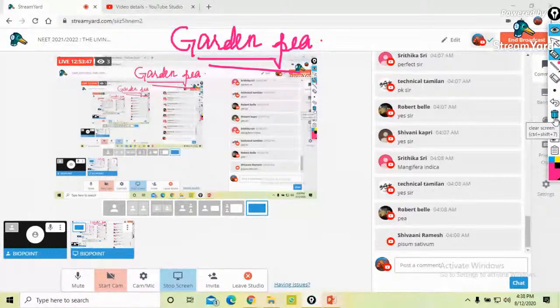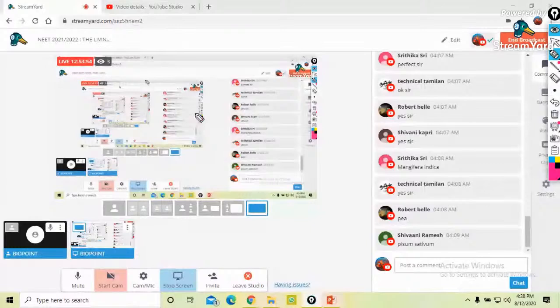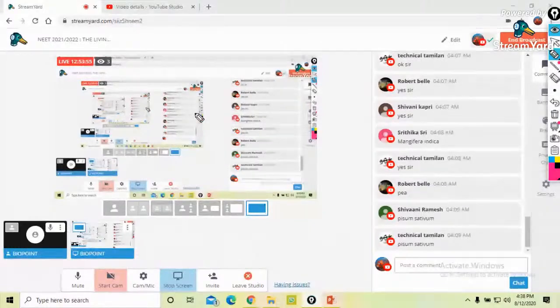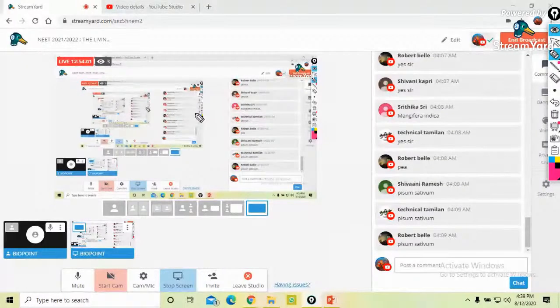Very good, Shivani. Guys, are Shivani Capri and Shivani Ramesh different or the same person? Are both the Shivanis the same or different persons? Yes, technical Thamlian. Yes, Elsa. Very good.